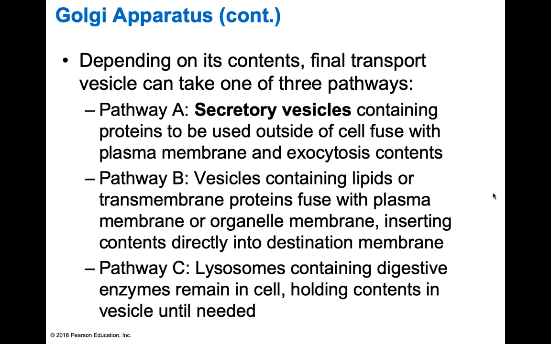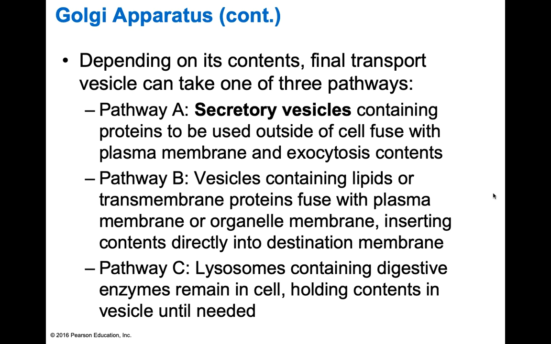So depending on the different types of contents that we have, the final transport vesicle can take certain paths. So we have pathway A, B, and C. If it's a secretory vesicle, it's going to contain proteins that need to be on the outside of the cell, or just secreted in general. So that secretory vesicle is going to fuse with the cell membrane and have exocytosis. Man, words are difficult today. Exocytosis will occur in order to release these products to the exterior surface of the cell.